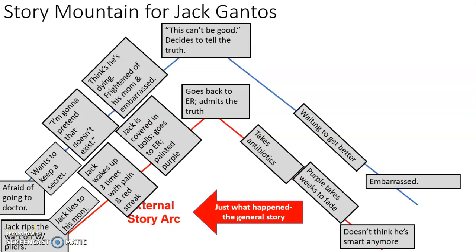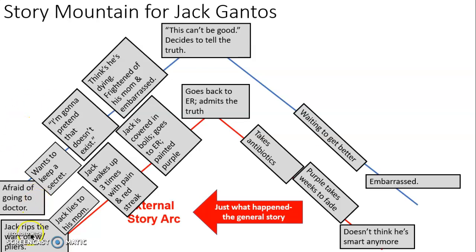Welcome to day 2 of using plot diagrams, also called story mountains, in order to improve your stories as a writer. Yesterday, we made a story mountain for Jack Gantos' story, The Dumbest Boy in the World. We learned that in a story map, we have both external plot arcs and internal plot arcs. External are the physical events that happen, what actually literally happens, and internal arcs are what the character thinks or feels and how that changes throughout the story.